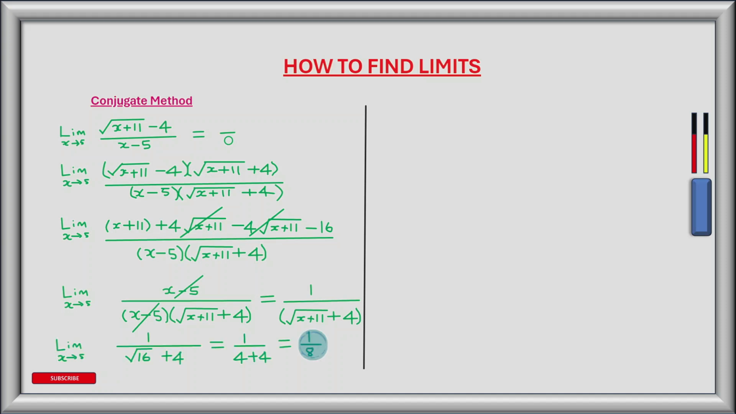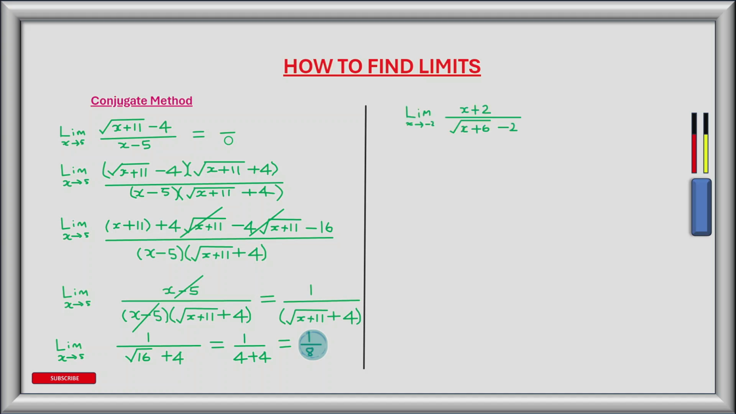If we now substitute our value of x equals 5 into this expression, we get 1 divided by the square root of 16 plus 4, which is 1 divided by 4 plus 4, which is 1/8. So the limit as x tends to 5 is equal to 1/8.